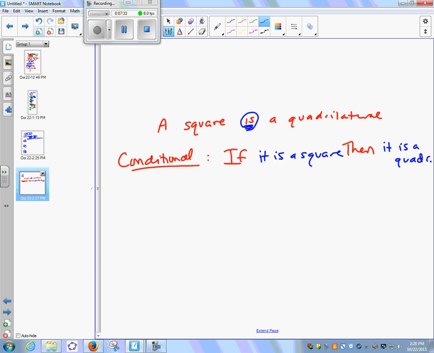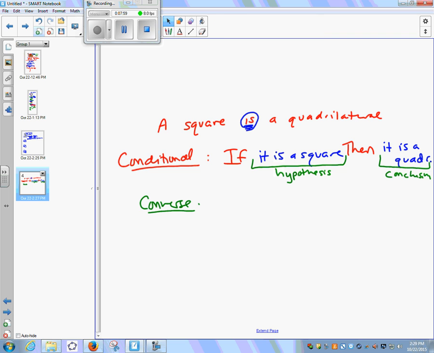Okay, that's the conditional. What's the hypothesis? Just this blue writing here. That's the hypothesis. Don't include if in your hypothesis. What's the conclusion? Just it is a quadrilateral. So hypothesis, it is a square. Conclusion, it is a quadrilateral. What would the converse be? Good. If it is a quadrilateral, then it is a square.